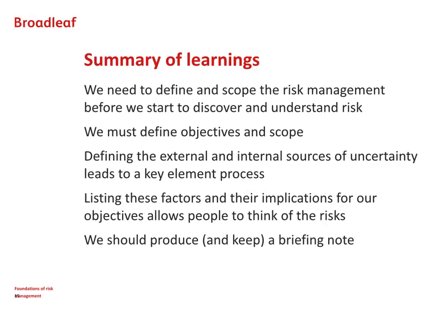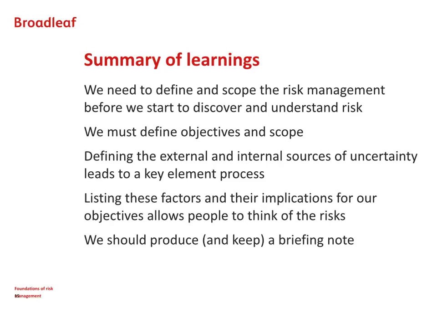So in this module, we've learnt that we need to define and scope the risk management activity before we start and discover and understand risk. Particularly, we must define objectives and the scope of the activity and the external and internal sources of uncertainty. And those external and internal sources of uncertainty are then grouped together on a thematic basis to produce a structure, we call it a key element structure, which we'll use subsequently.